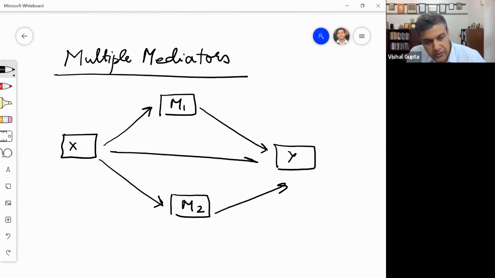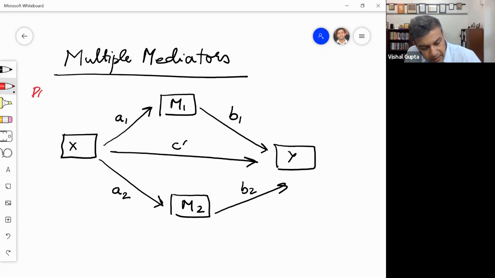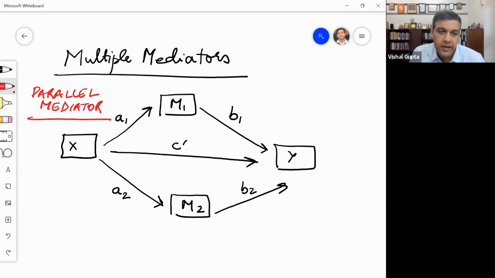And this is your direct path. We call this C dash. Let's call these coefficients A1, B1, and A2, B2. So now this is a multiple mediator model, and by the way, this is called a parallel mediator model. You may read some papers, and some of you may be working on these kinds of models. This is called a parallel mediator model.